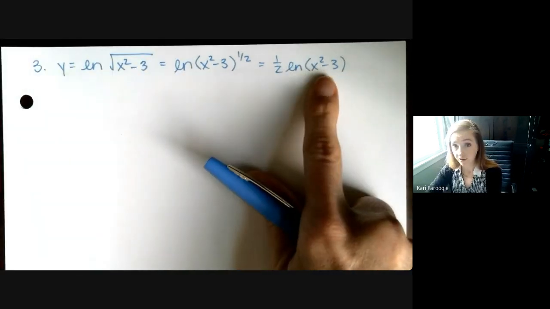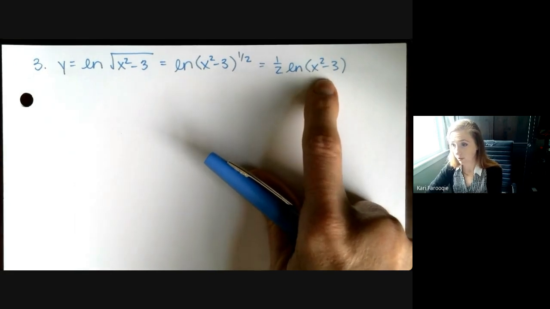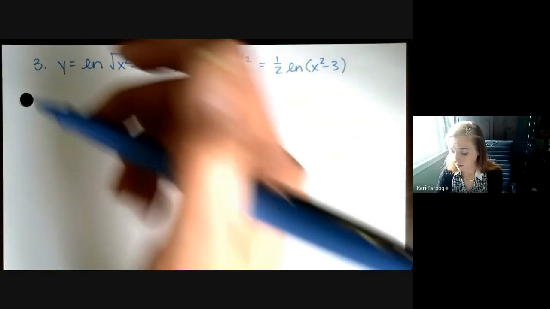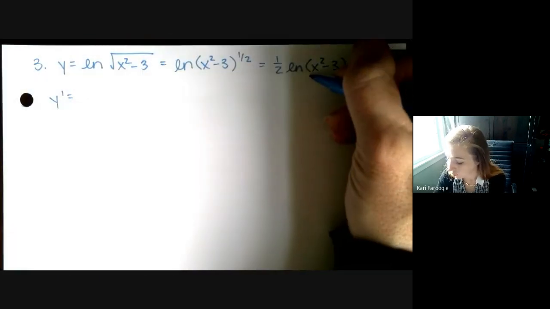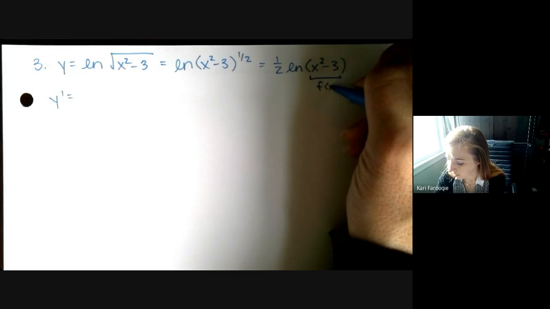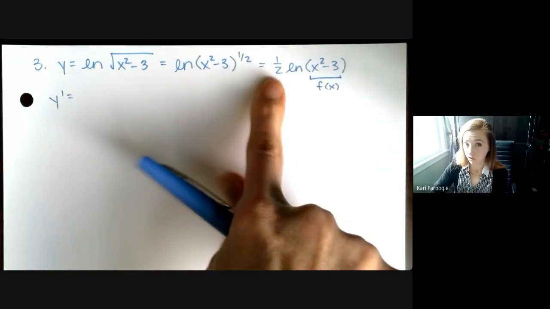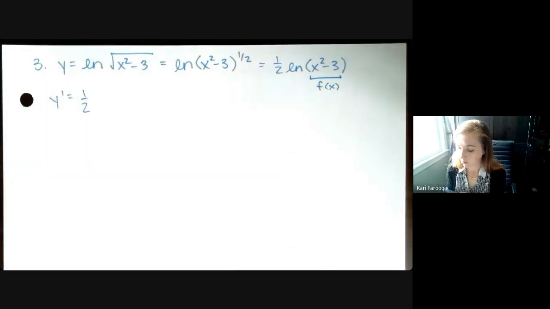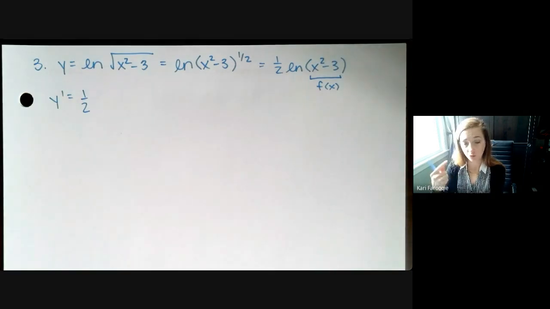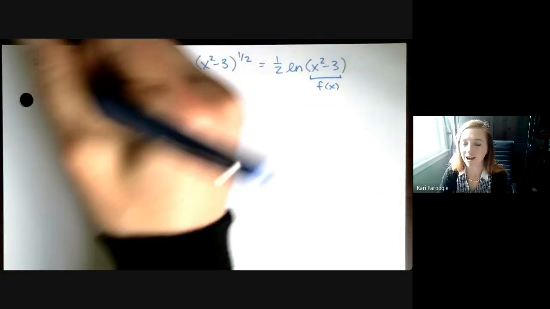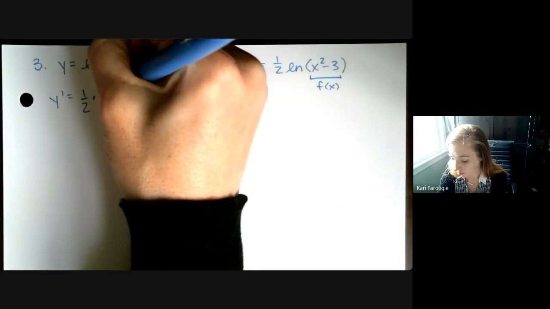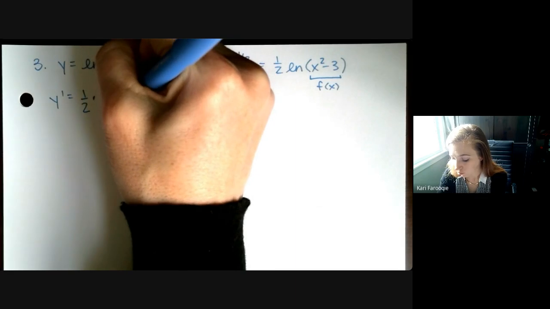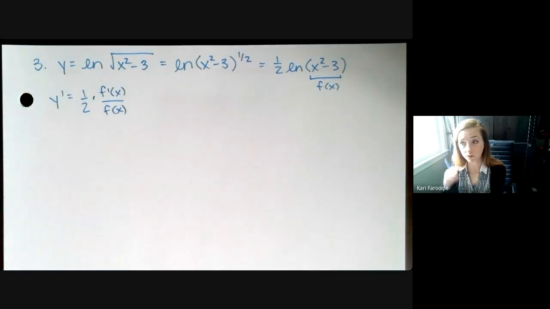Okay, so now this is my expression. I've got a constant multiple in front of it. That's fine. So when I take y prime, I'm looking at the natural log of some function of x. The derivative is just going to be that constant multiple of 1/2 times f prime over f, times f prime of x over f of x. So this is straight from that definition I gave you on the first page.